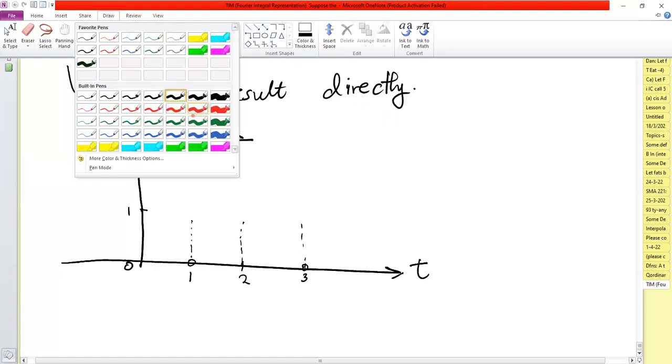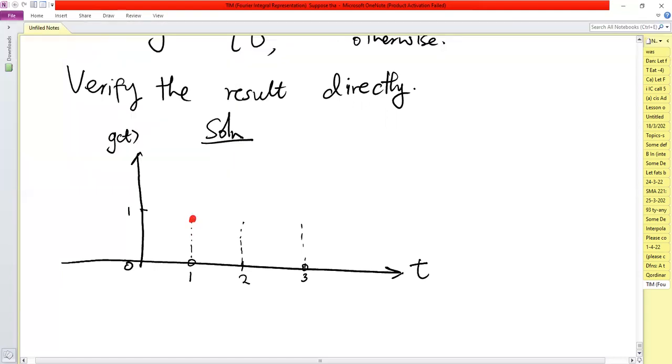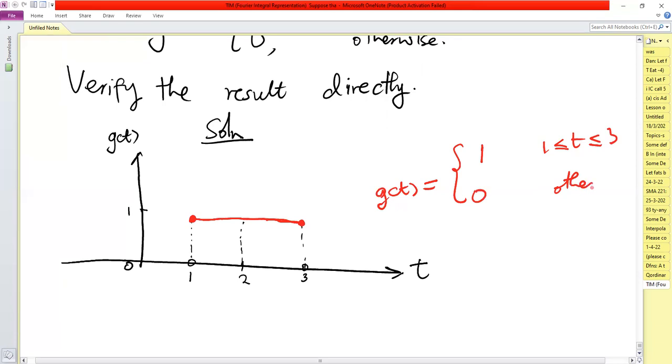So I'll have here, so this is what you are calling the g of t, that has 1 when t is between 1 and 3, and 0 otherwise.